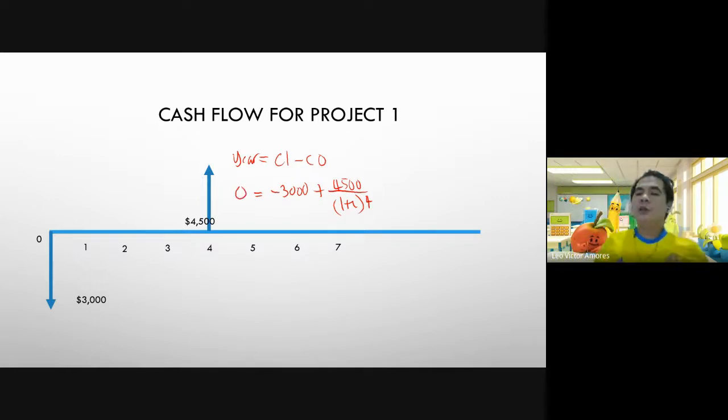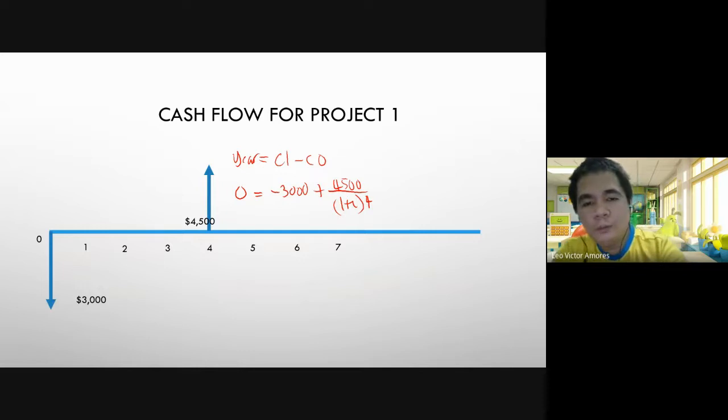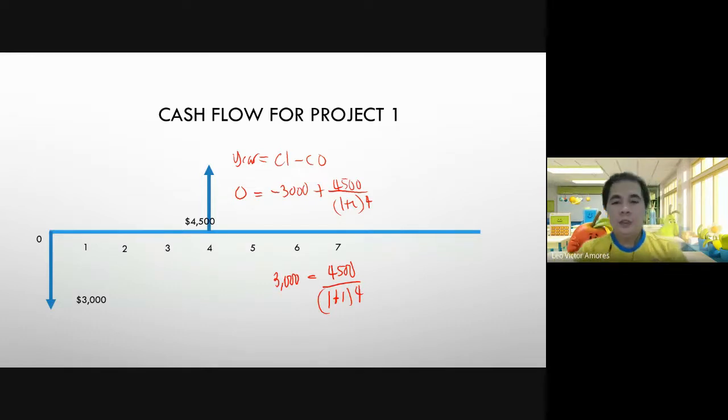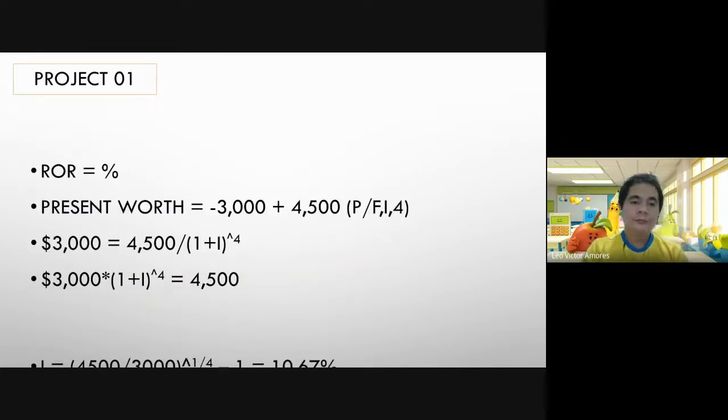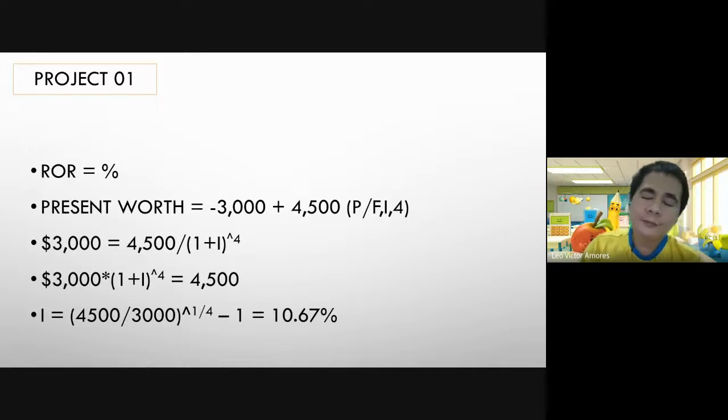So assuming you have no income or loss on this part, you'll have to get the internal rate of return. In that way, you will be able to get that 3,000 is equal to 4,500 divided by 1 plus I to the exponent of 4. Therefore, you get your value of interest rate. The answer would be, how much? 10.67. That means project 1's internal rate of return is 10.67% per year.